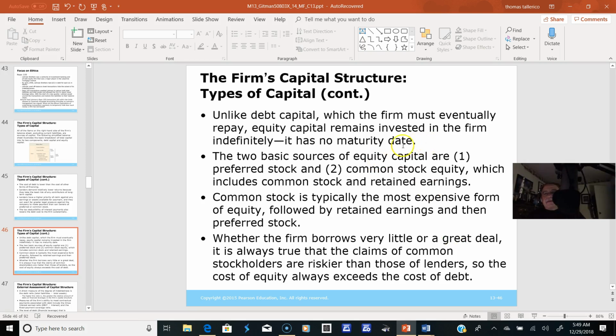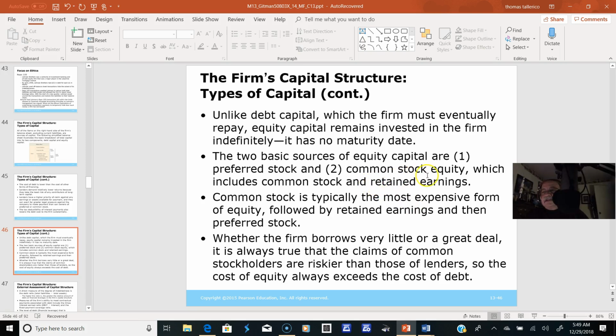All right, so debt capital, eventually, if you loan a company money, you've got to be repaid when the bond matures, of course. And equity capital, theoretically, will be invested in the company forever. There's no maturity date. When it comes to stock, there are two types: preferred and common stockholders. As the name tells you, preferred stockholders get paid before common stockholders.